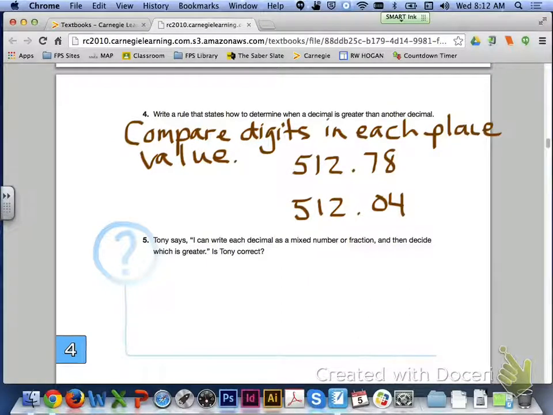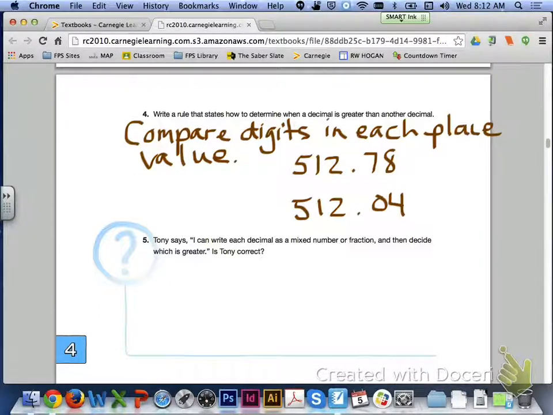Let's go ahead and skip to page 244 and look at the top at number 4. Let's just write a rule now that states how we can determine when a decimal is greater than another decimal. All you want to do is compare the digits that are in each place value.